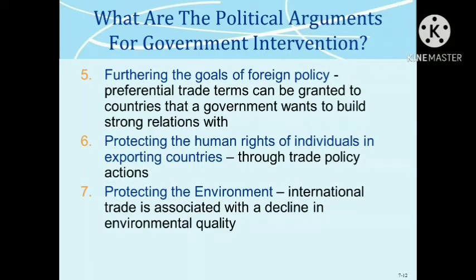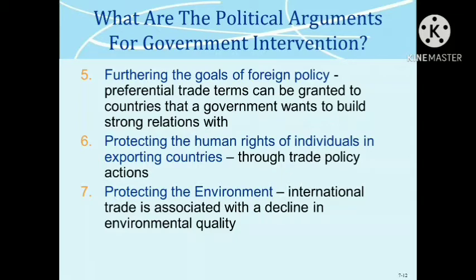Another one is that governments sometimes use trade policy to support their foreign policy objectives. A government may grant preferential trade terms to a country with which it wants to build strong relationships. Trade policy has also been used several times to pressure or punish those nations that do not abide by international law or norms.